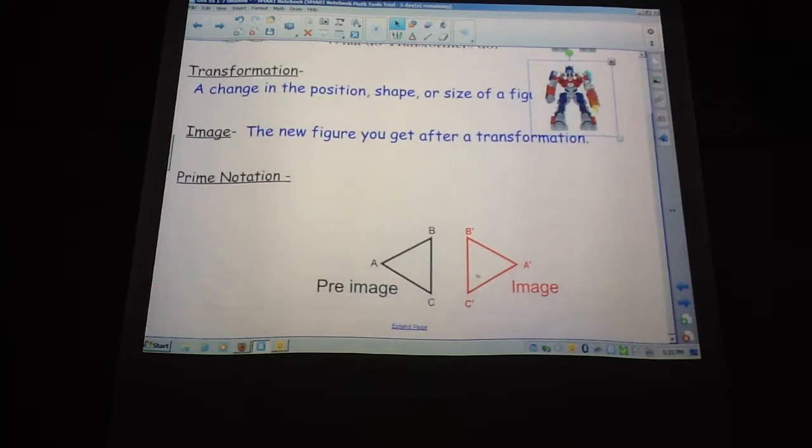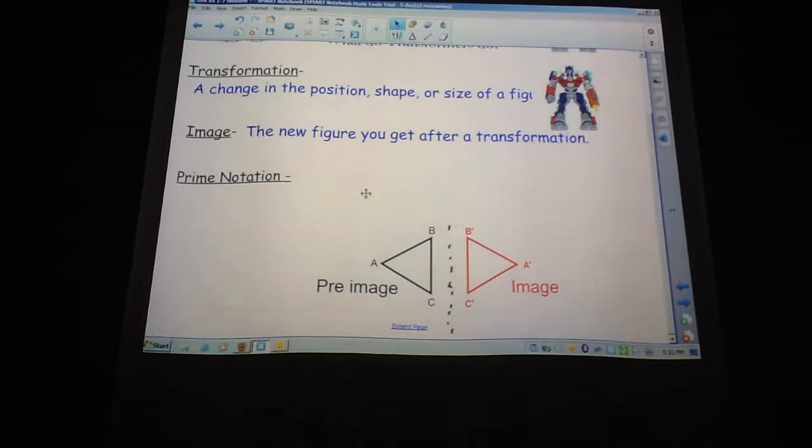Okay. I got another example here where I flip this triangle over a line. That would be right through here. So the pre-image is the original one, and the red one here would be its image. That would be where I would have flipped it to.